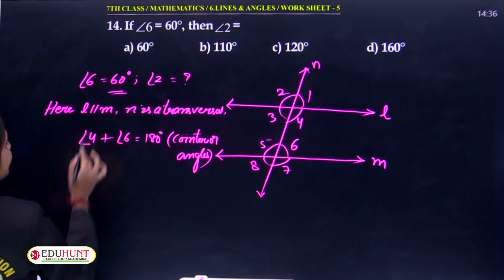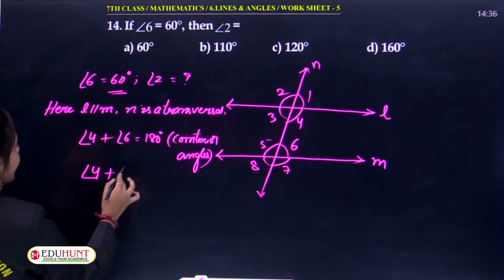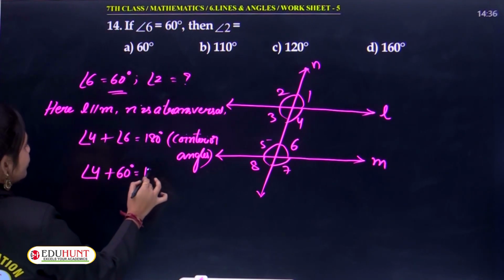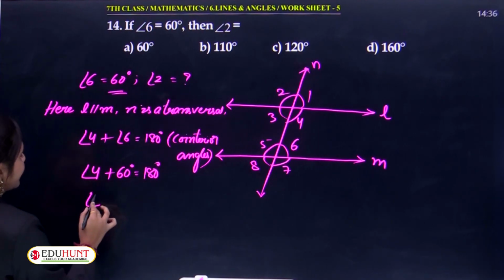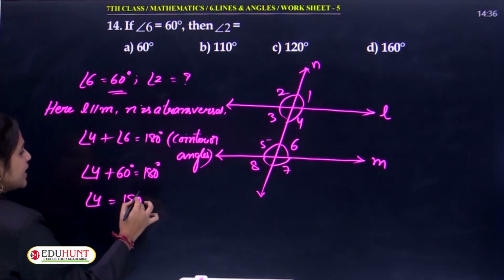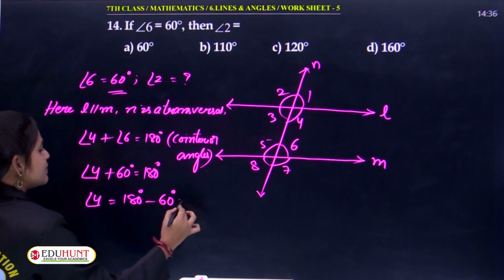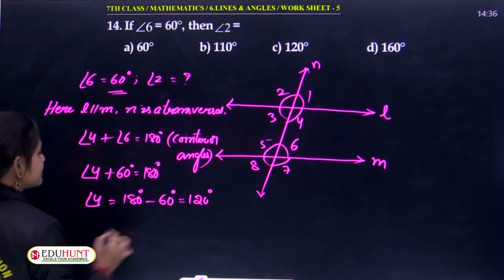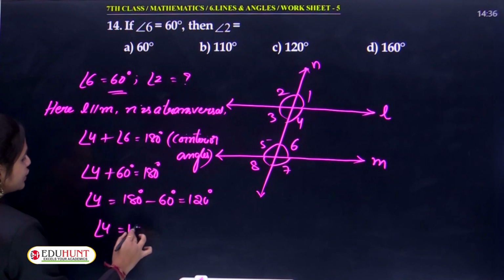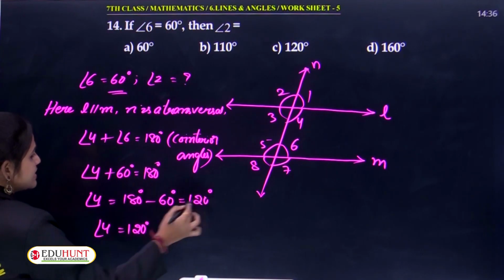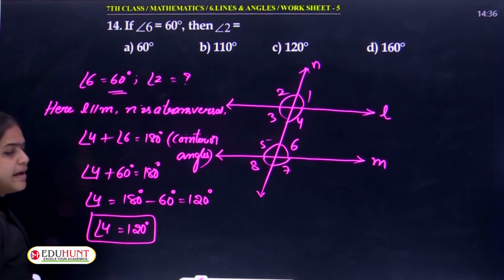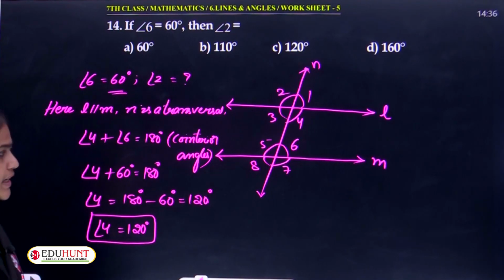Already angle 6 they have given here, that is 60 degrees. Angle 4 plus 60 degrees is equal to 180 degrees. Now here angle 4 is equal to 180 degrees minus 60 degrees, which is equal to 120 degrees. Angle 4 is equal to 120 degrees.